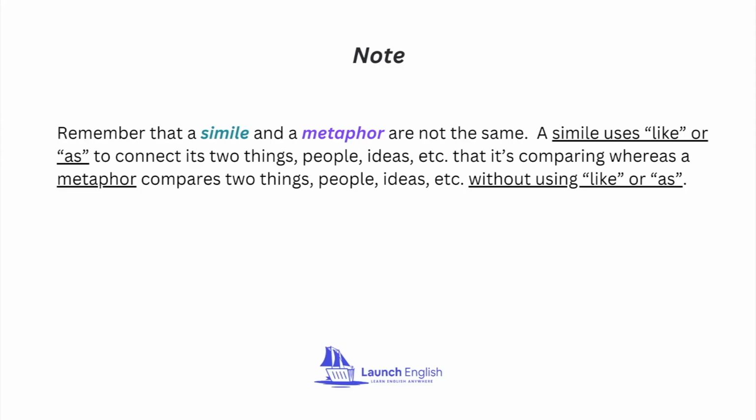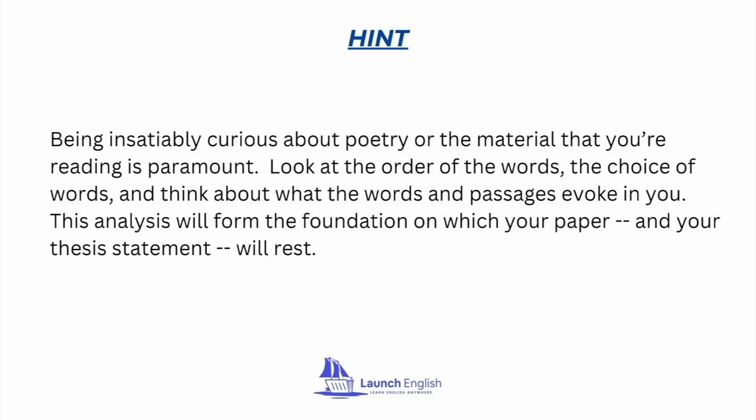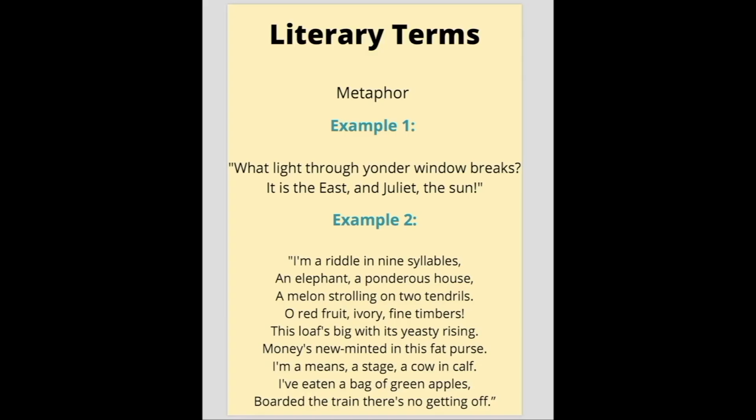Now let's have some fun. I'm a riddle in 9 syllables. That's 9 syllables. Let's read the next line. An elephant, a ponderous house. That's also 9 syllables. A melon strolling onto tendrils. Also 9 syllables. If you read every single one of these lines, they're all 9 syllables. That's pretty amazing. These writers spend so many hours crafting and thinking and pondering, and then they try to create this wonderful world, and pretty self-contained, right?